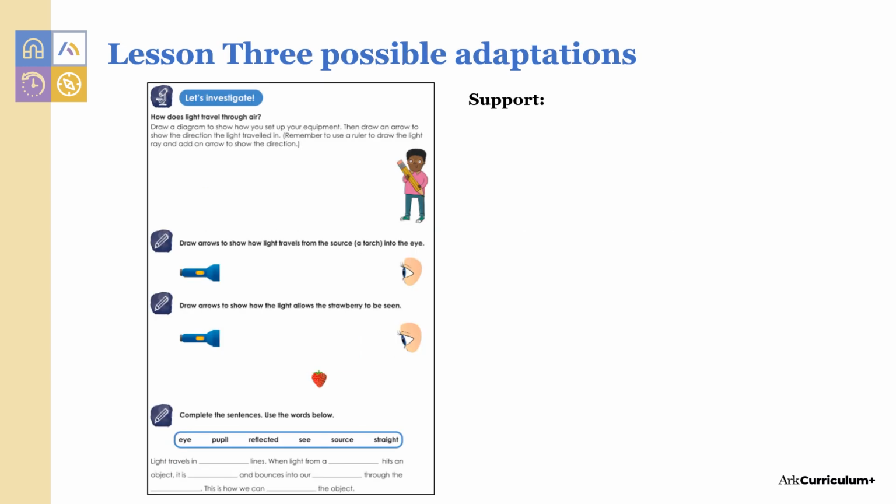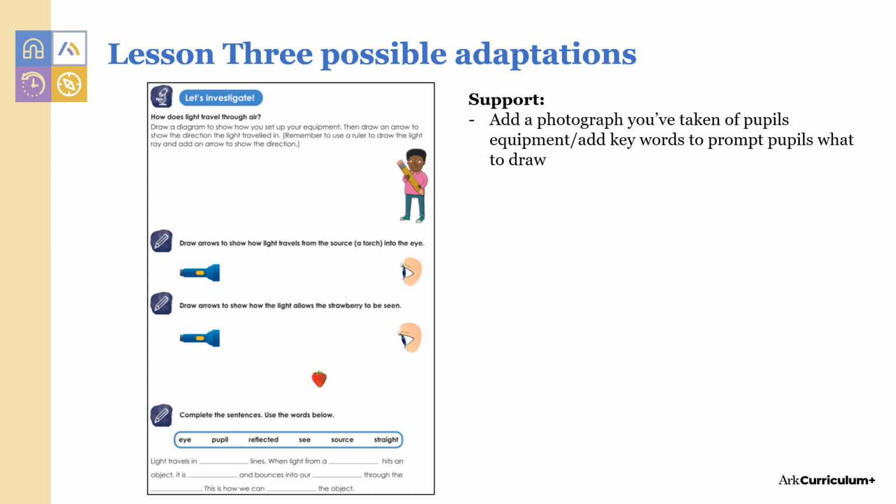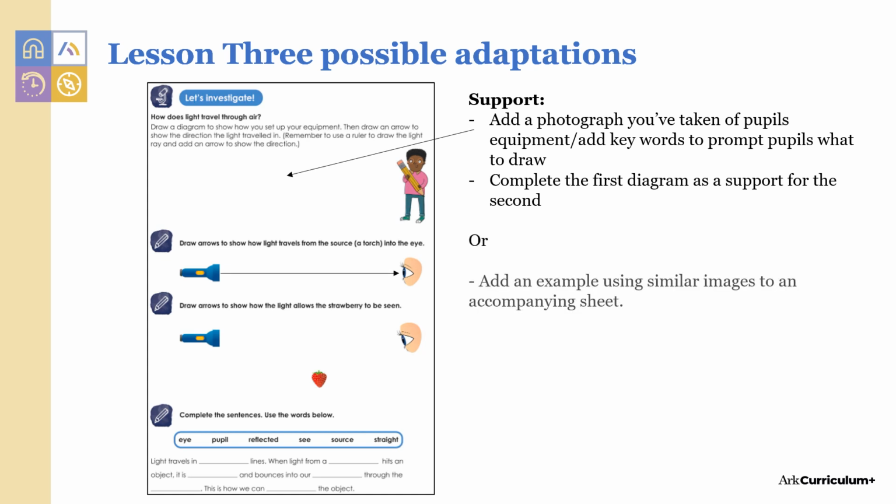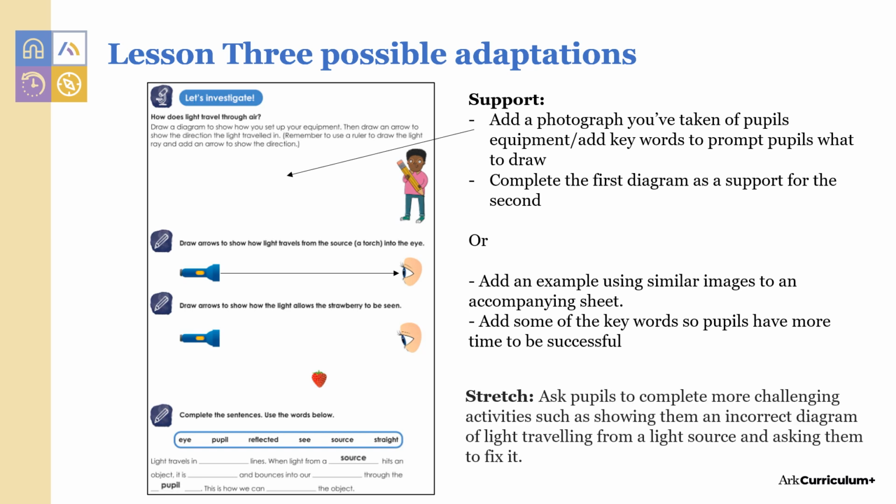In Lesson 3, pupils undertake another investigation. Support them by adding a photograph you've taken of pupils' equipment or adding keywords to prompt pupils what to draw. You can complete the first diagram as support for the second, or add an example using similar images to an accompanying sheet. You could add some of the keywords so pupils have more time to be successful. And you can stretch pupils by asking them to complete more challenging activities, such as showing them an incorrect diagram of light travelling from a light source and asking them to fix it.